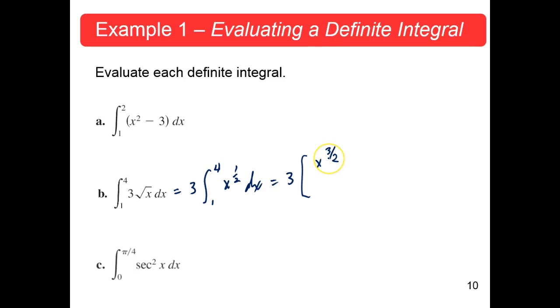Okay, so that's over n. But dividing by 3/2 is the same as multiplying by 2 thirds, right? Dividing by 3/2 is the same as multiplying by 2/3. Okay? And now we're going to evaluate that.